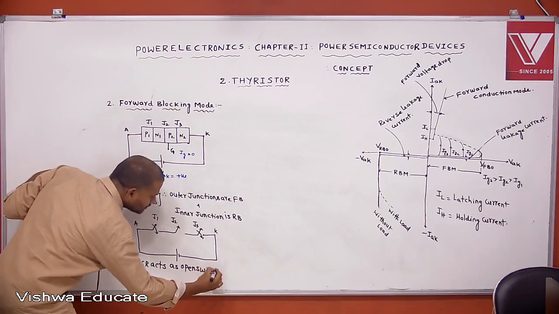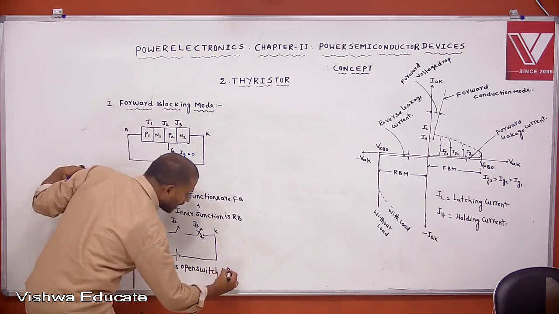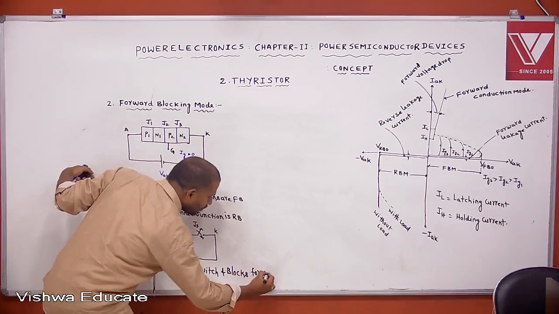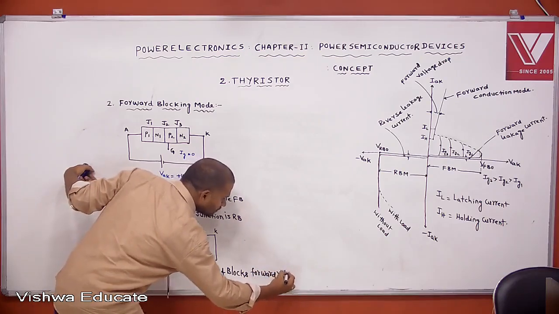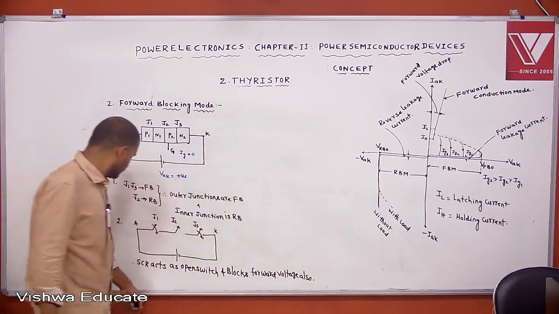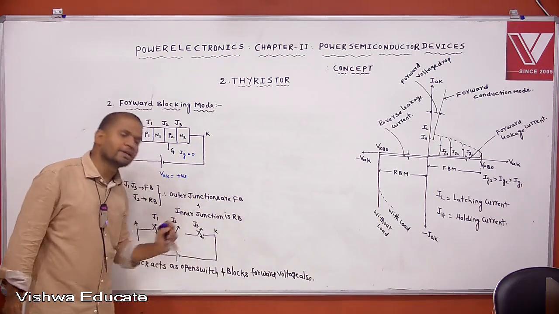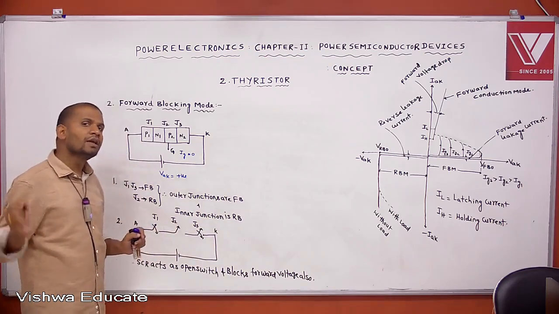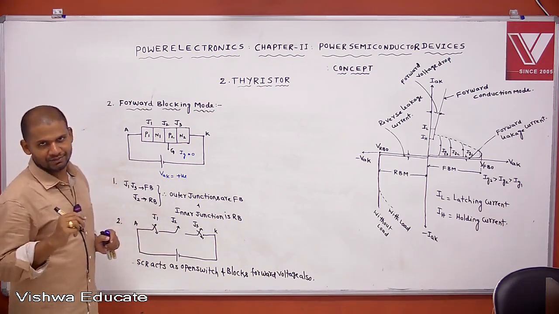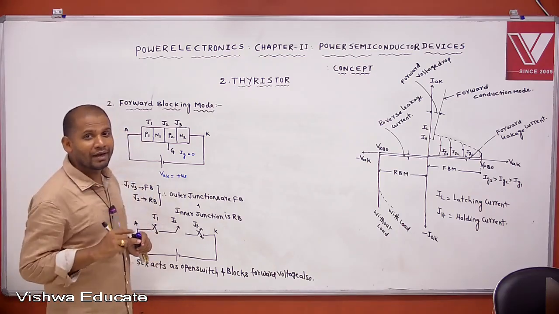SCR acts as an open switch and blocks forward voltage also. Already it blocks reverse voltage, and it also blocks forward. That's why it is a bipolarity device. Understood? That's why it is a bipolarity device.